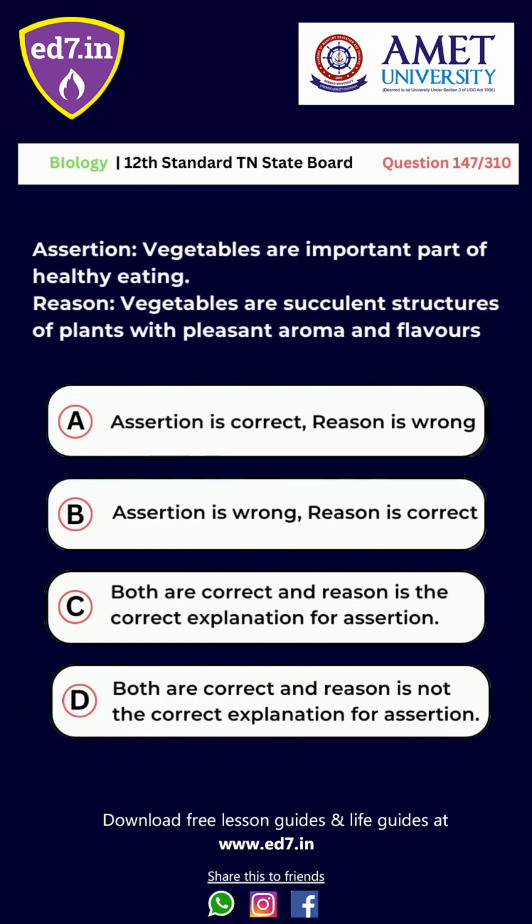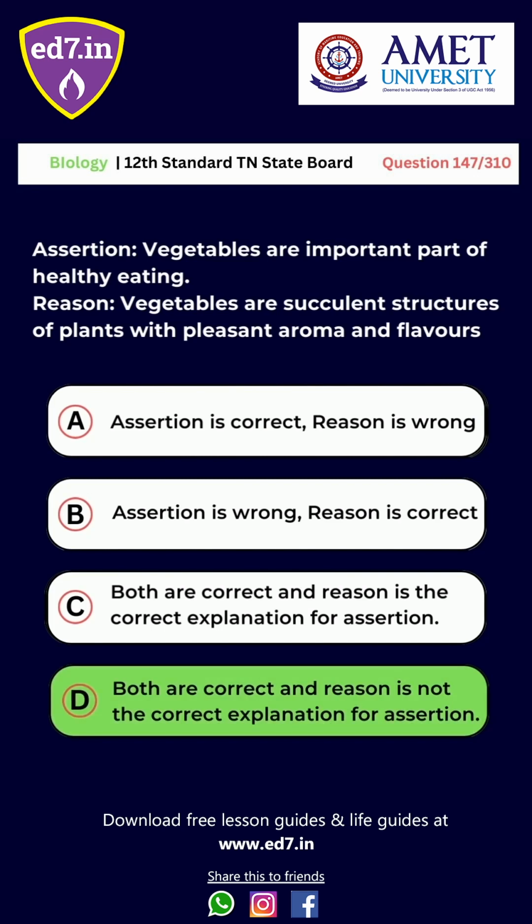Question number 147. Assertion: Vegetables are important part of a healthy eating. Reason: Vegetables are succulent structures of plants with pleasant aroma and flavors. Option A. Assertion is correct, reason is wrong. B. Assertion is wrong, reason is correct. C. Both are correct and the reason is the correct explanation of assertion.